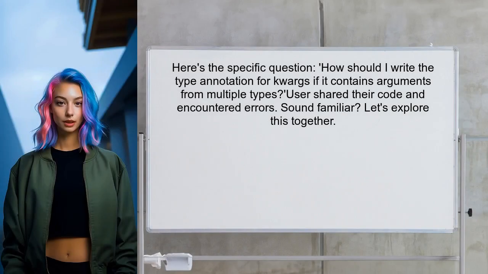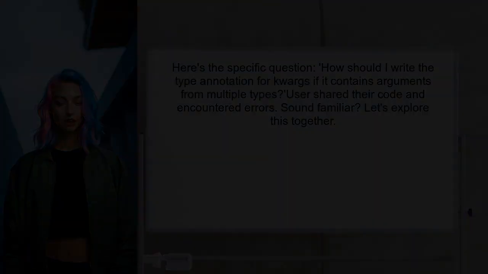Let's dive into the specific question at hand. One user recently asked, how should I write the type annotation for kwargs if it contains arguments from multiple types? They shared their code and the errors they encountered. Sound familiar? Let's explore this together.